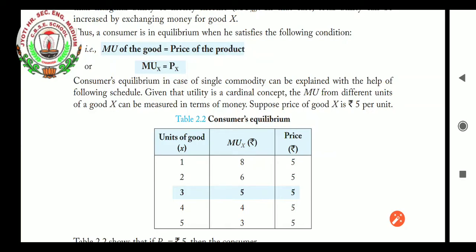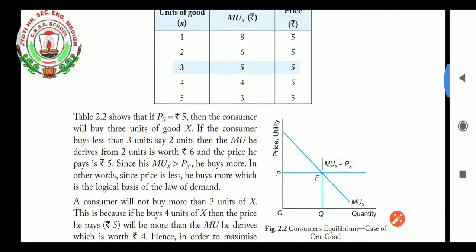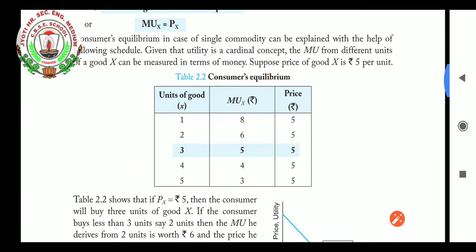Given that utility is a cardinal concept, the MU from different units of goods X can be measured in terms of money. Suppose the price of goods X is rupees 5 per unit. That is PX. Price is 5 per unit. It will remain constant though the commodity consumption will increase. Let us see the consumer equilibrium table. Units of goods, MUX, and price, which I said will remain constant, that is rupees 5.